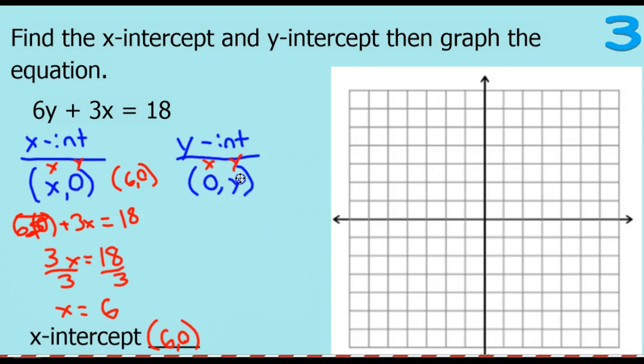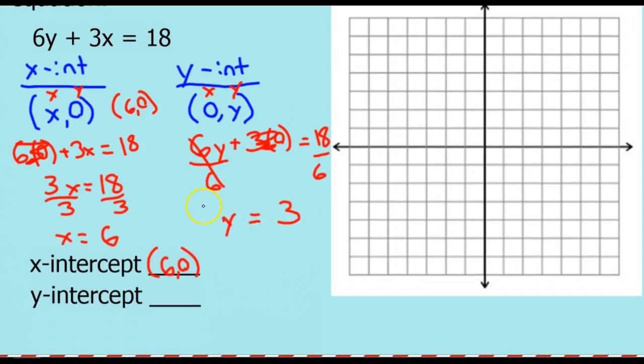Our y-intercept is just the opposite. We know that x is 0 this time, so we're going to put 0 in for x. So we have 6y plus 3 times 0 equals 18. We don't need this anymore. 3 times 0 is 0. We just divide by 6 then. We get y equals 3. So our y-intercept then is going to be 0, 3.